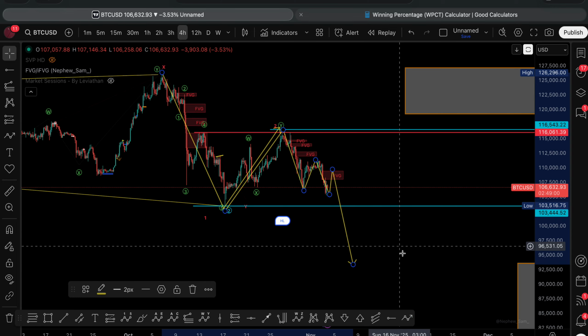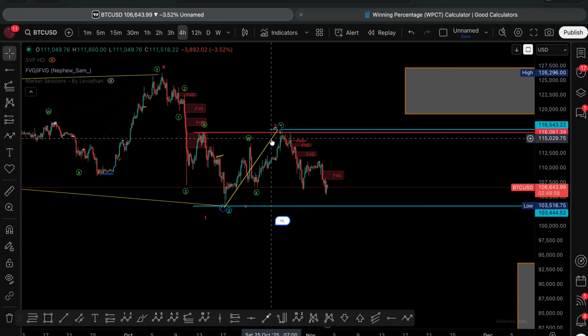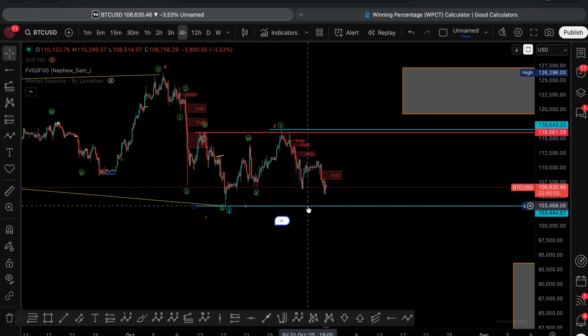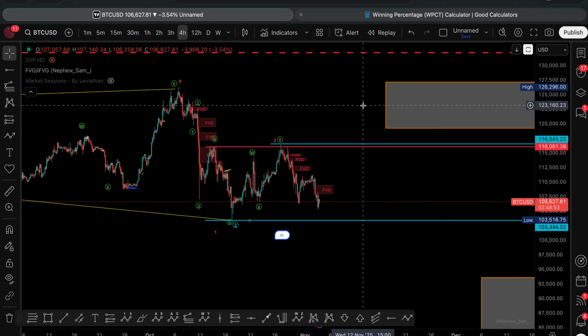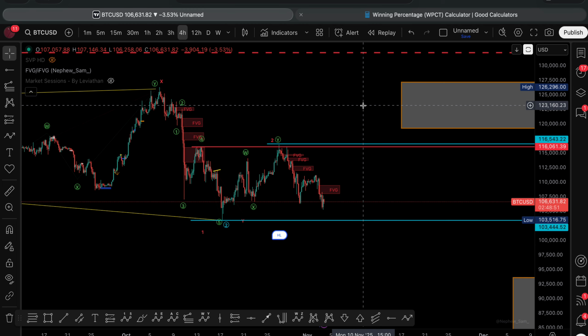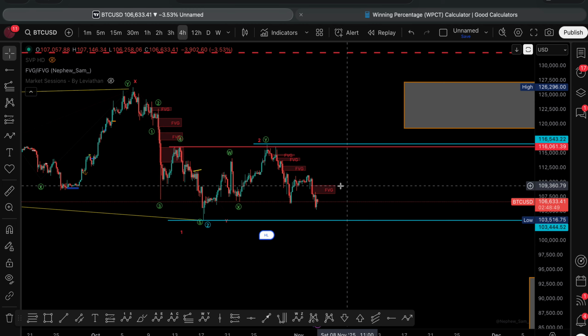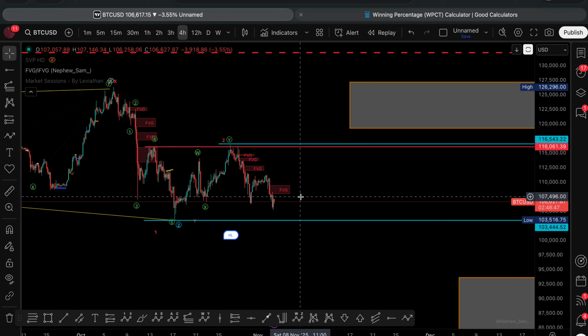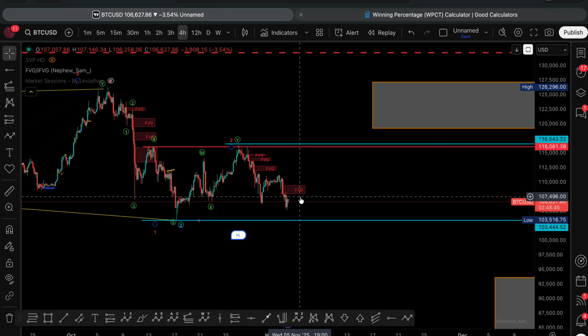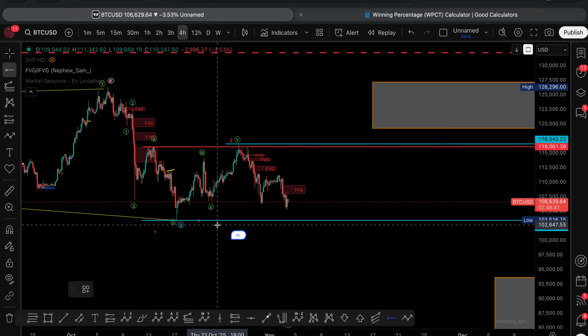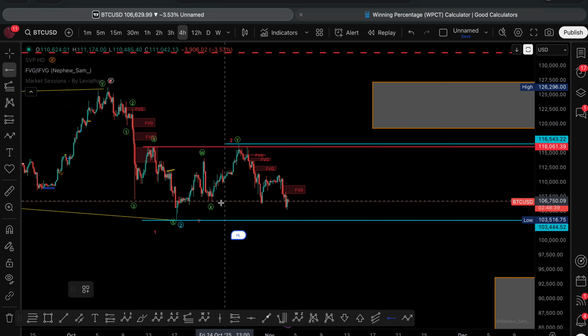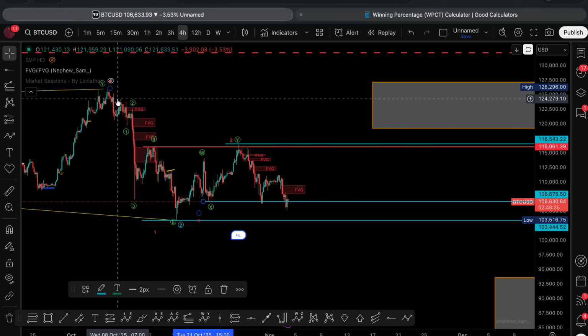But of course, markets won't just do what I draw here. I can draw whatever, like become Picasso, but markets will do what the markets have to do. So from here, we have to pay attention to the following. So we have this level here. This is the level which is worrying me.